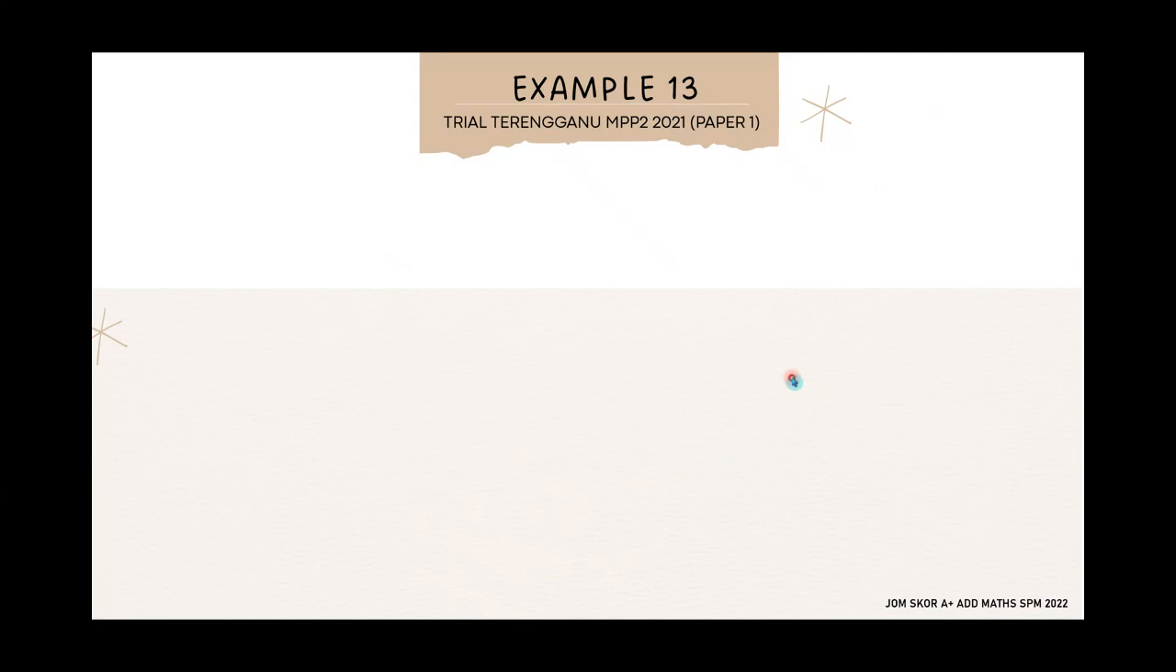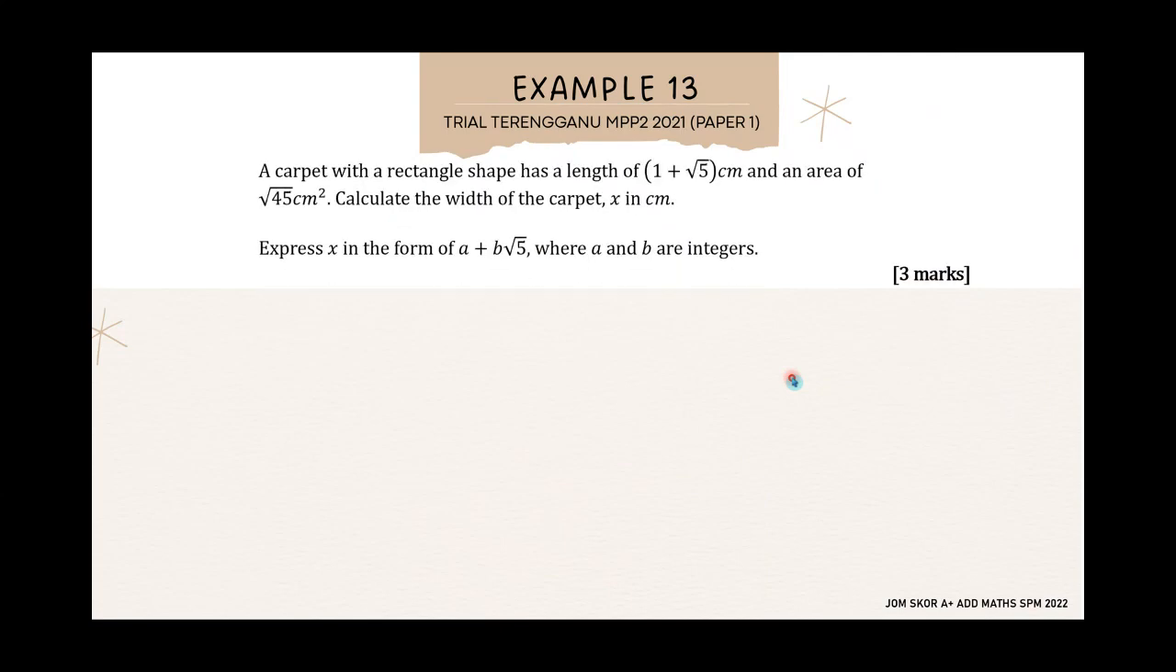Okay, seterusnya, example 13. Masih lagi solving problem. Masih lagi ayat. Kita tengok pada soalan ini. A carpet with a rectangle shape, segi 4 tepat, has a length of 1 plus set 5 cm and an area of 45. So, dia bagi length dan dia bagi area. Soalannya adalah calculate the width of the carpet X in centimeter. Cari lebar. Dia bagi lebar tu adalah X. Express X in the form A plus B set 5 where A and B are integers.